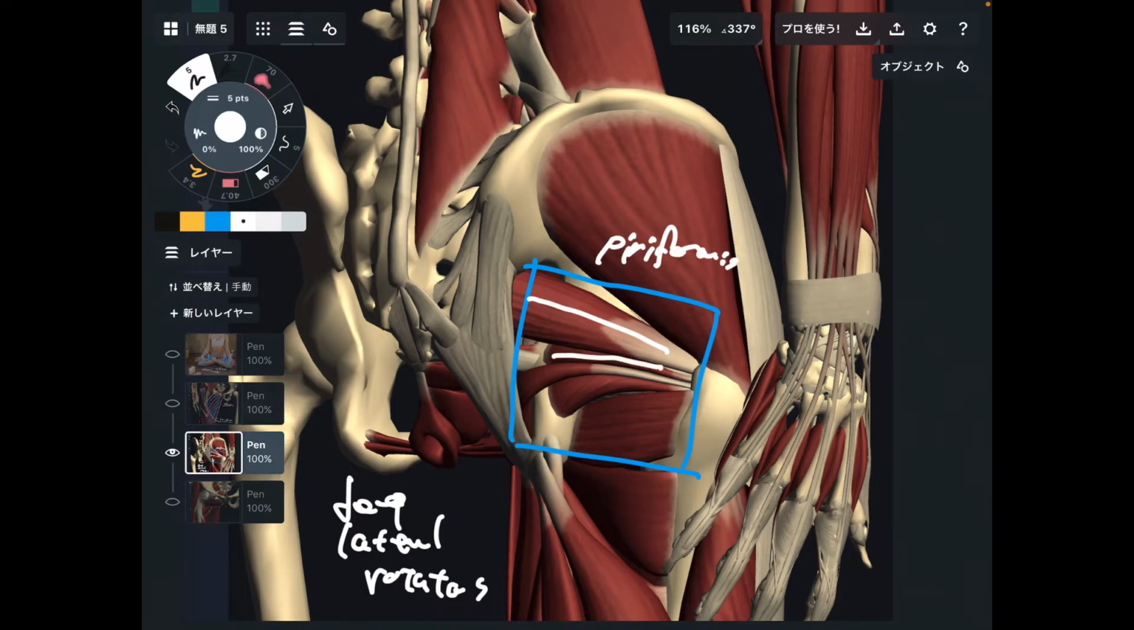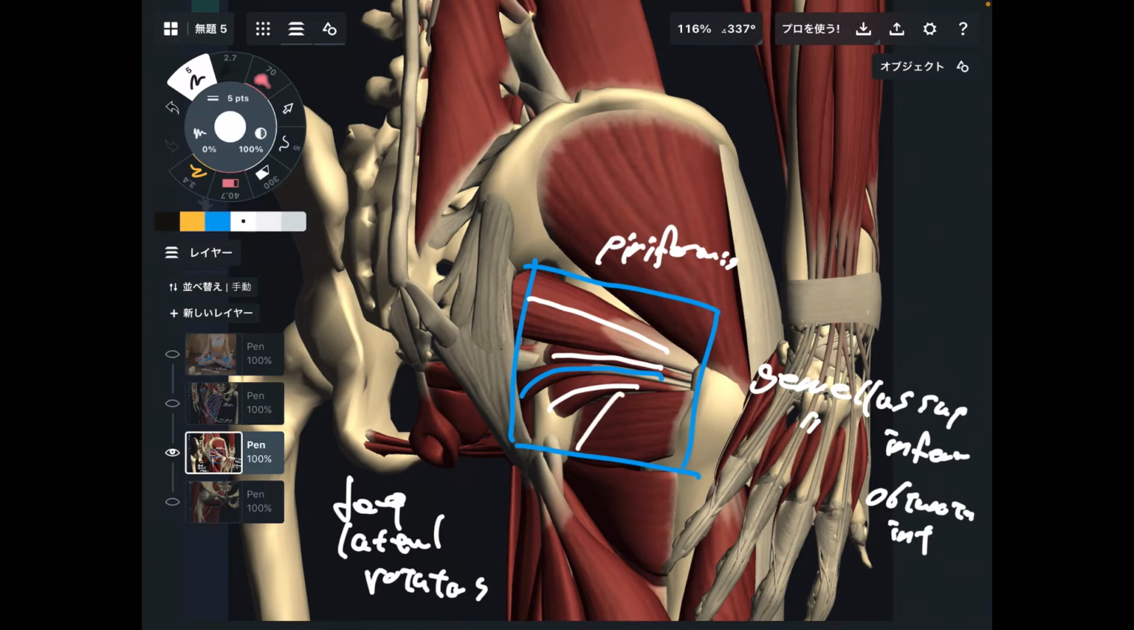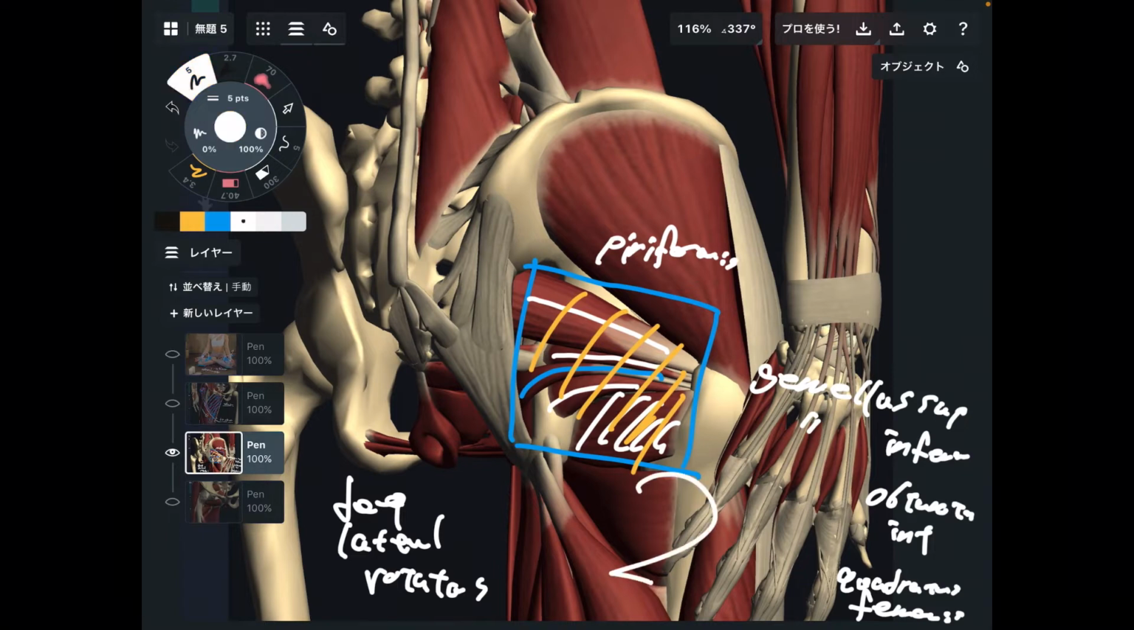This one is gemellus superior. This one is gemellus inferior. This one is obturator internus. And this one is quadratus femoris. But wait a minute, there are 5 muscles. It's not 6, that is 5. Good point. I'm going to explain the last one later. Anyhow, these 5 muscles plus one more muscle are so important for external rotation.